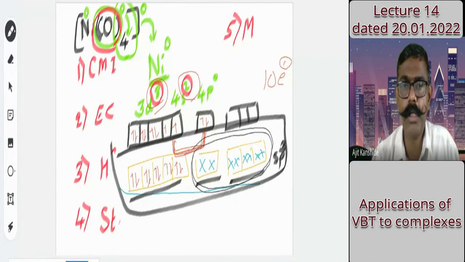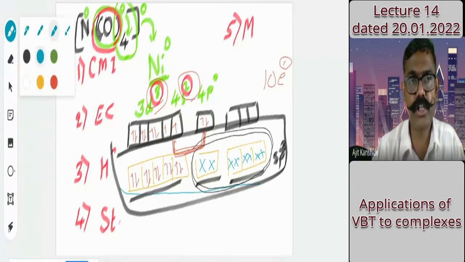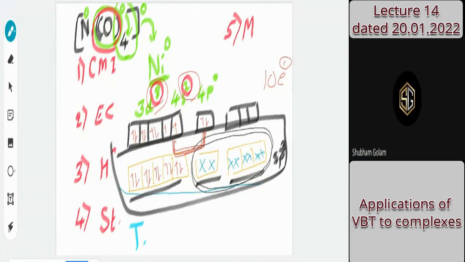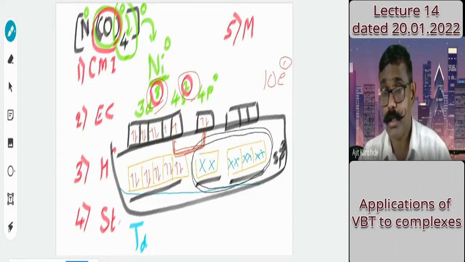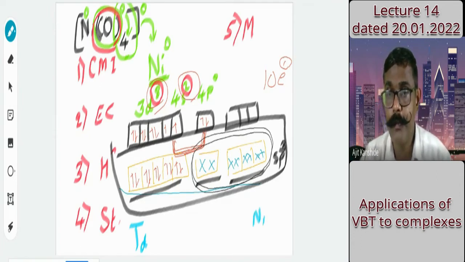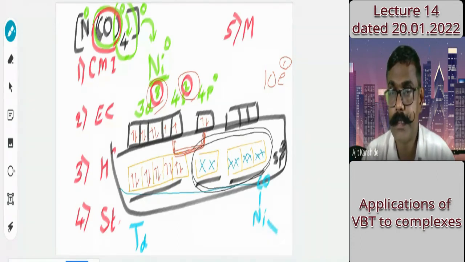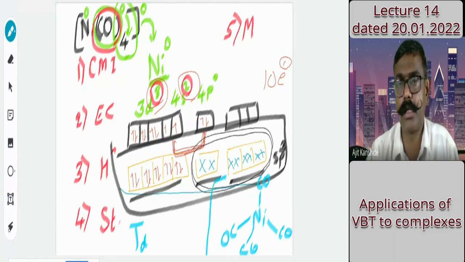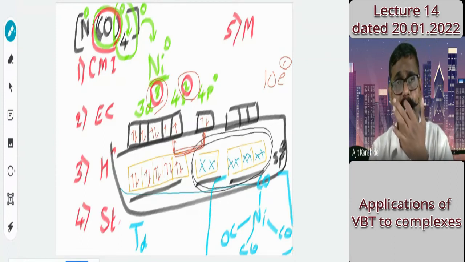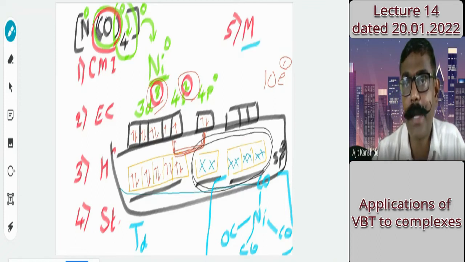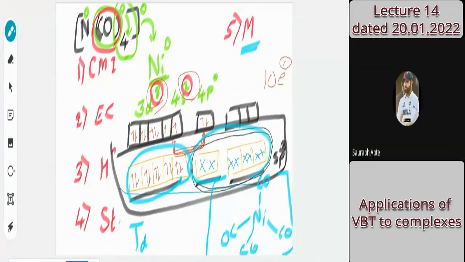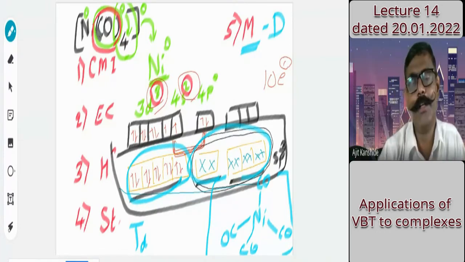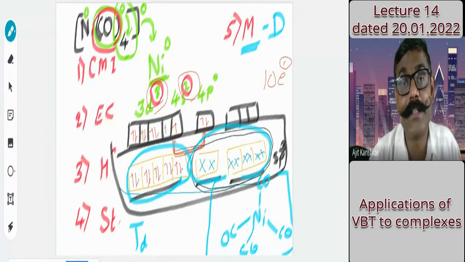From hybridization, you can say directly the structure. Help me, sp3 hybridization. So the structure will be tetrahedral. How can I write that structure? Nickel will be at the center, one carbonyl, second carbonyl, third carbonyl, and the fourth carbonyl. This is the structure for that complex. The complex is neutral, so a square bracket can also represent it, with no charge on that square bracket. Fifth point is magnetism. What do you find? The complex is diamagnetic. Good. This nickel carbonyl complex is diamagnetic.